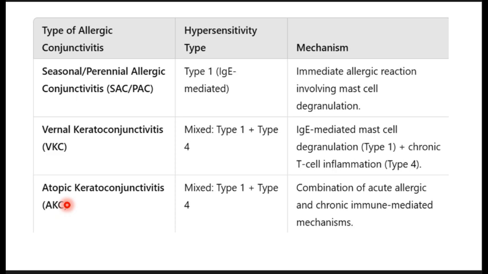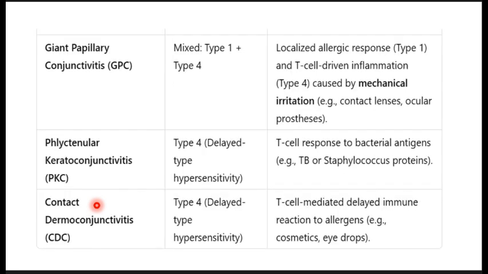Similarly, you have atopic keratoconjunctivitis. Atopic keratoconjunctivitis is seen mostly in adults who also have atopic dermatitis. This also has both acute and chronic immune mediated mechanisms. That means it's also a mixed type of hypersensitivity, that is both type 1 and type 4.